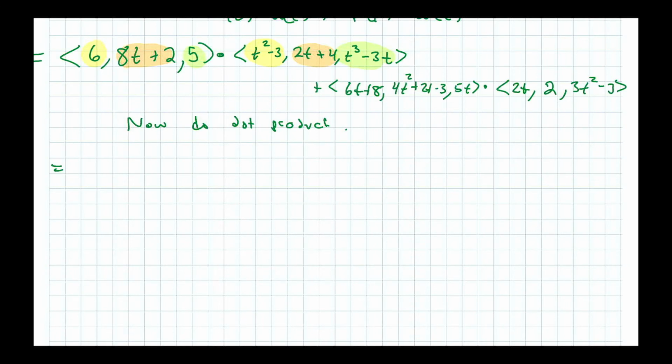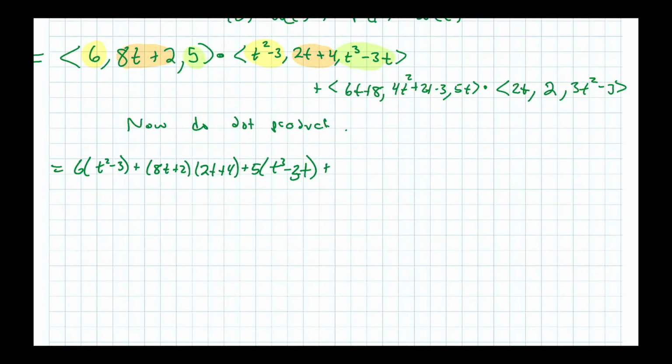So the two yellow are the 6t squared minus 3, plus then you've got 8t plus 2 times 2t plus 4. And then you've got plus 5 times t cubed minus 3t. Then we have to do the same thing for this one down here. So 6t plus 8 times 2t is going to be 12t squared plus 16t, I think.